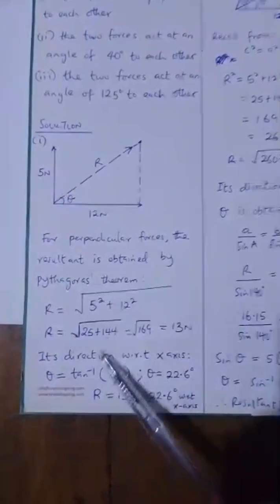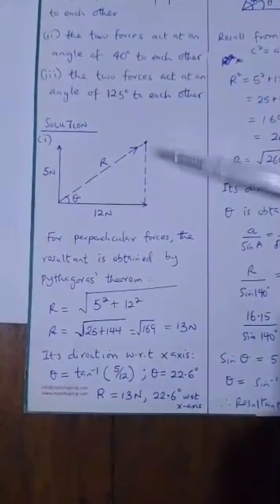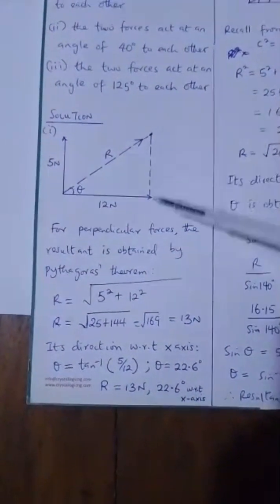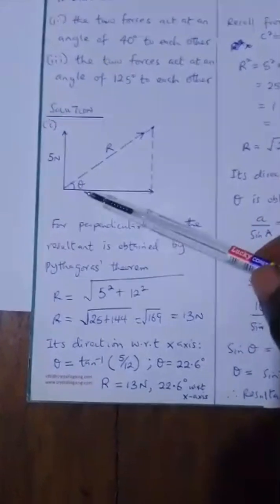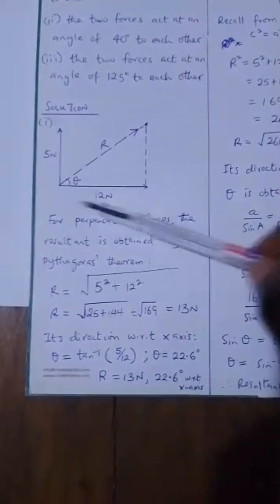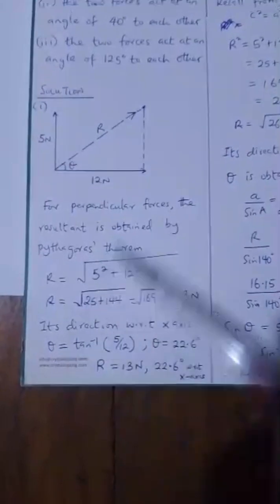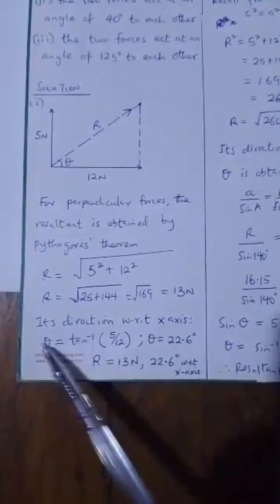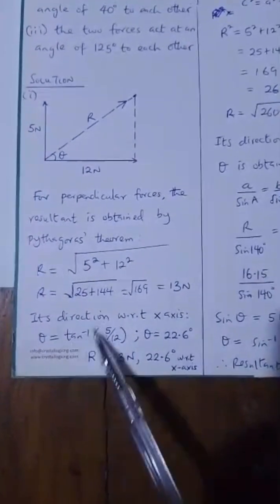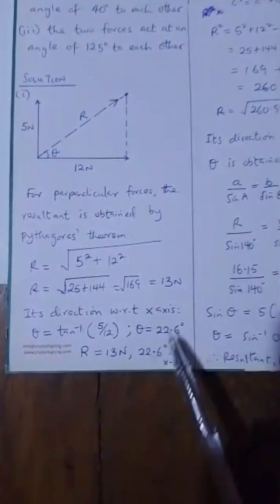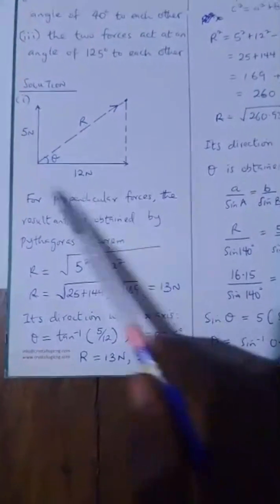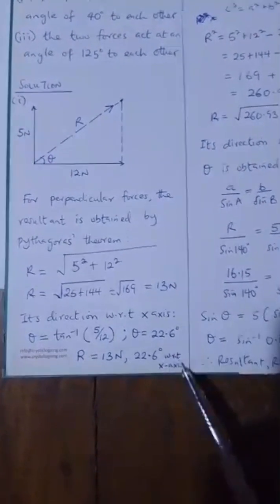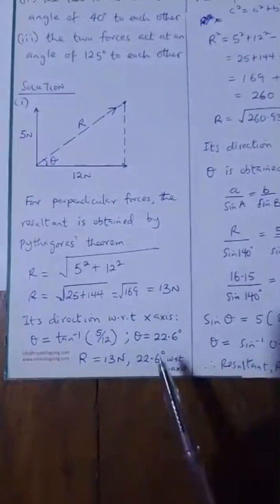Tan theta is what connects the opposite and the adjacent. Because it is your angle, this is the opposite side and this is the adjacent. So tan theta is always available for us to use, and it's easier. So tan theta is 5 over 12. But because we are looking for theta itself, we use inverse tan. The inverse tan of that gives 22.6 degrees. So this is the direction with respect to the x-axis, or you can say 22.6 degrees with respect to the 12 Newton force, if you like. So this is the magnitude, 13 Newton, and this is the direction.